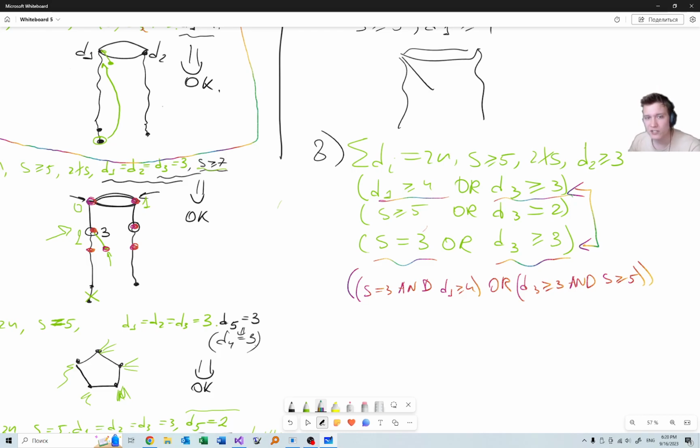So let's check all 3 conditions. Is it true that d1 is at least 4 or d3 is at least 3? Yes, it follows from here. Is S at least 5 or d3 equals 2? No, let's also add it here. And d3 equals 2. So let's come from the beginning. Is d1 at least 4, d3 at least 3? Yes. Is S at least 5 or d3 equals 2? Yes. Is S equals 3 or d3 is at least 3? Also yes.